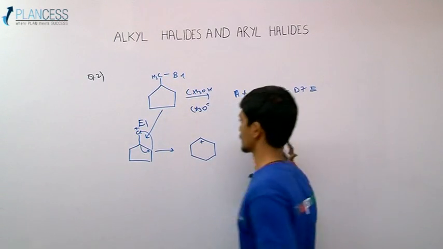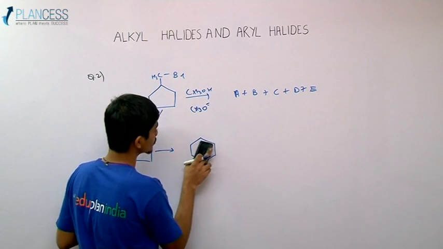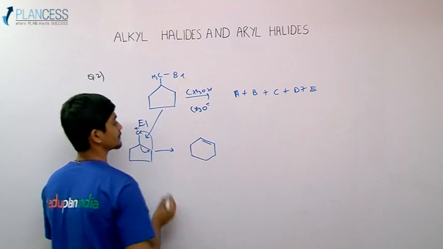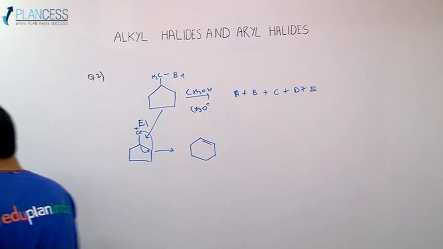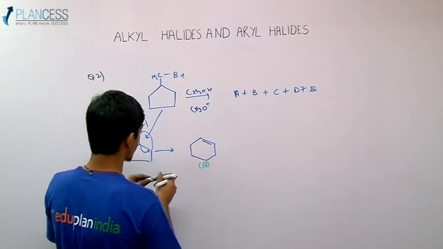Now the final step is that you get an alkene. You can get any alkene, both the alkenes are equally stable. Fine, so let it be our product A. So this is our product A.